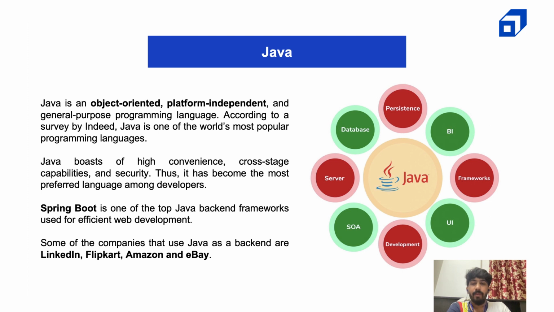And coming to backend frameworks, Spring Boot is one of the most popular backend frameworks in Java, which is still being used extensively. Companies like LinkedIn, Flipkart, Amazon, and eBay all use Java frameworks, which is Spring Boot. They also use Java for other reasons as well. So yeah, that's basically Java. So these are some of the popular ones.